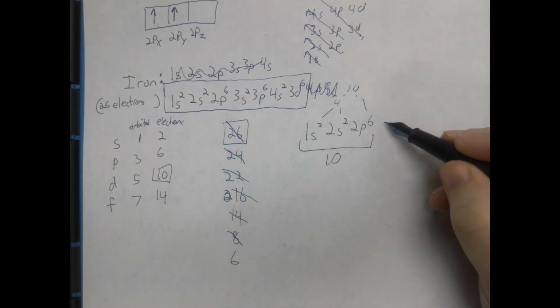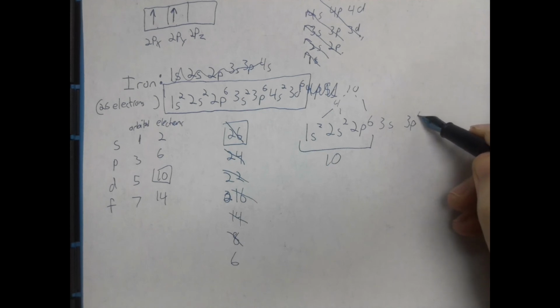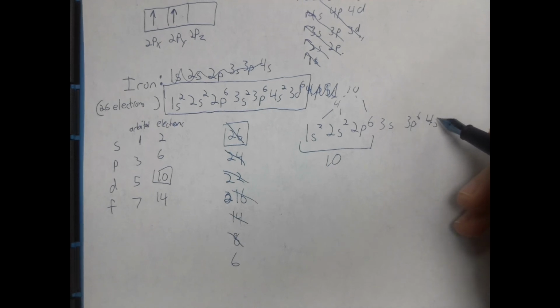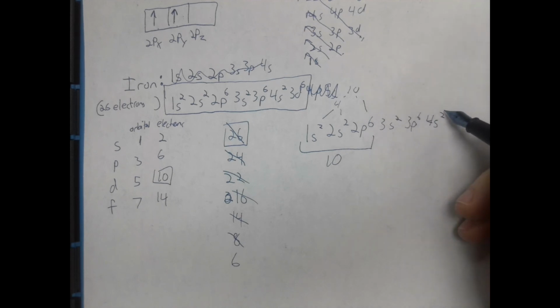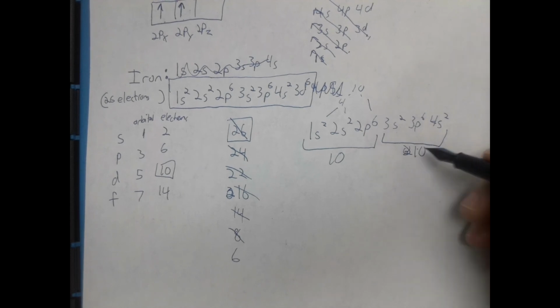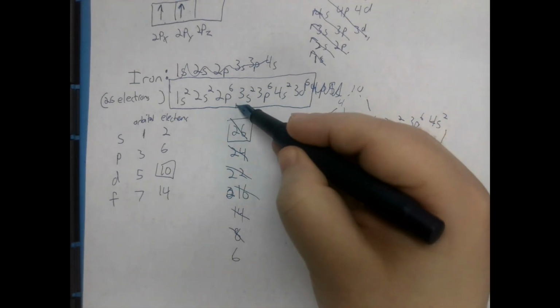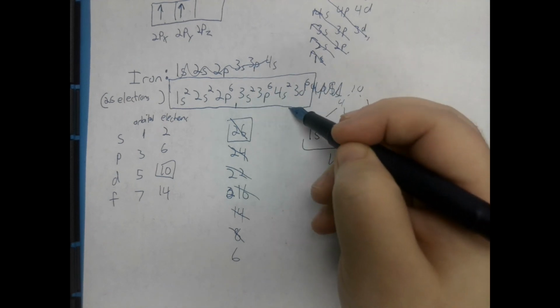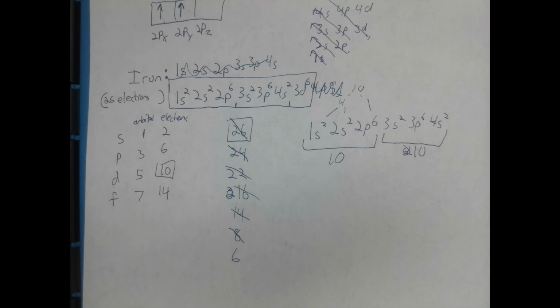So the first 3 are going to be 10. And if we look at the next 3, that's 3s2 and 3p6 and 4s2. So 2 plus 6 plus 6 is also 10. So that makes it somewhat easier if you can almost always group by 3 for the first 6 and get an even 20 off of it right there.